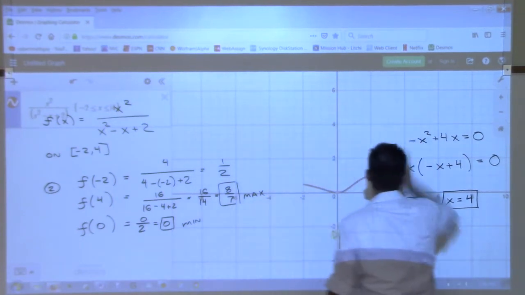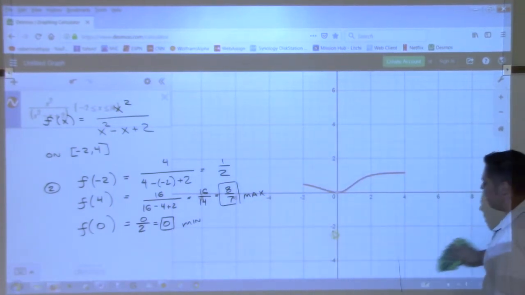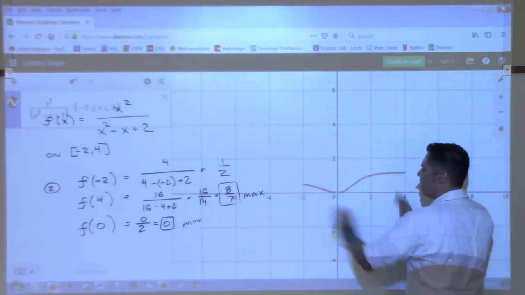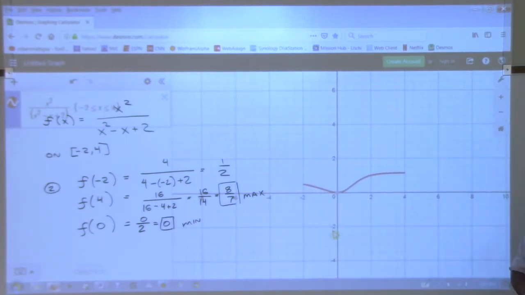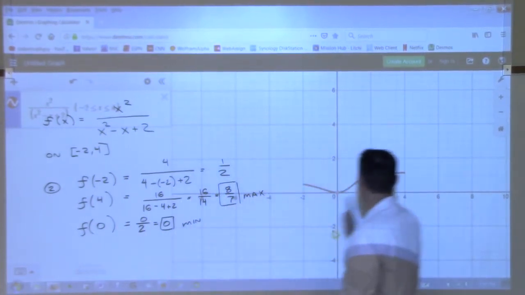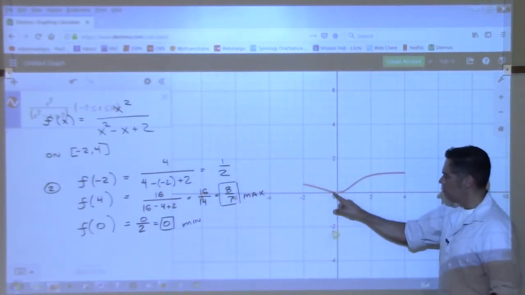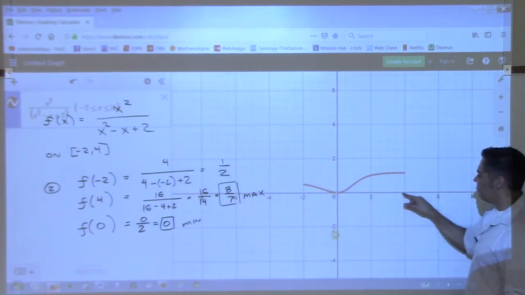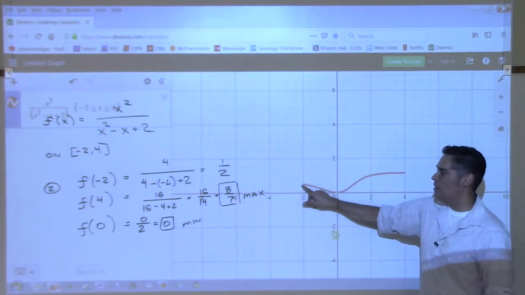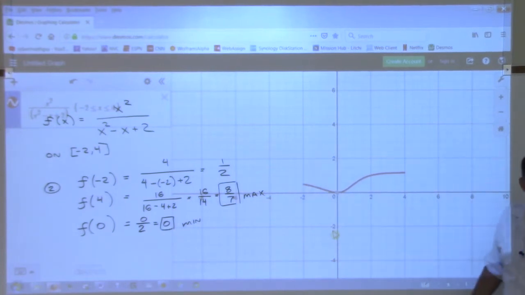So we looked at that graph just right there, right? In between negative 2 and 4, I can tell you that the smallest value you get is 0, and it actually happens at an x value of 0. So at x equals 0, we are 0. And then the maximum value occurs at 4, and that's 8/7. And then at negative 2, it happened to be 1/2, but that wasn't a max or a min.